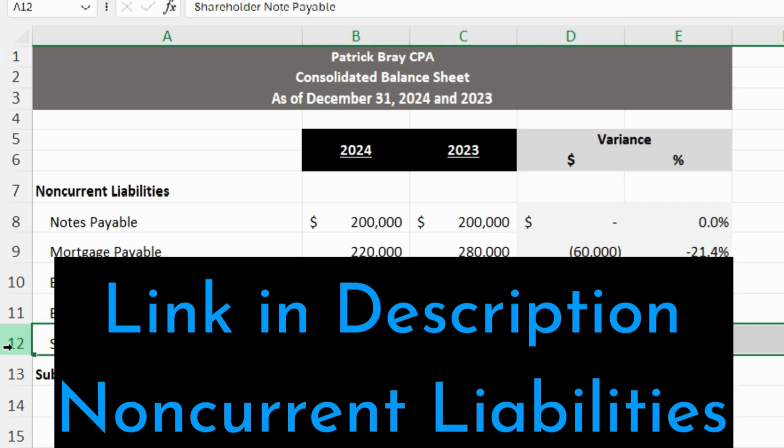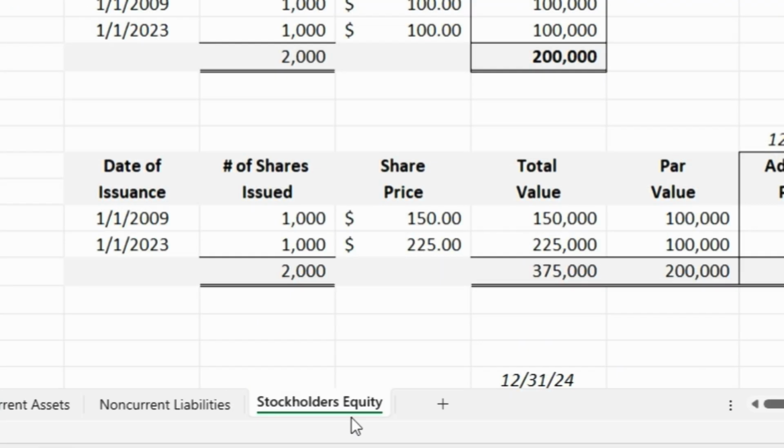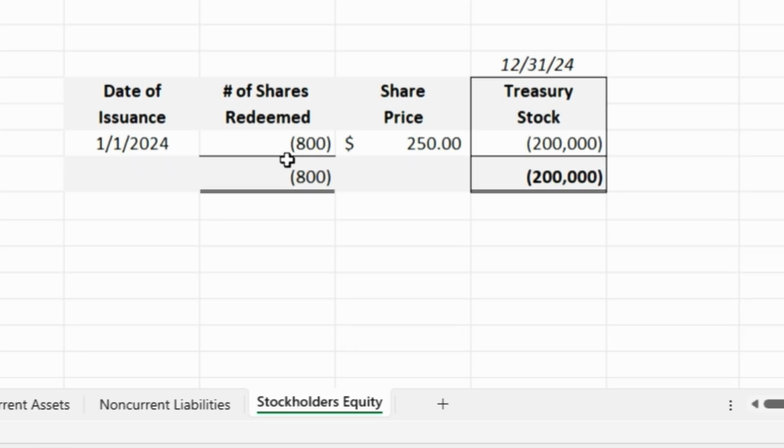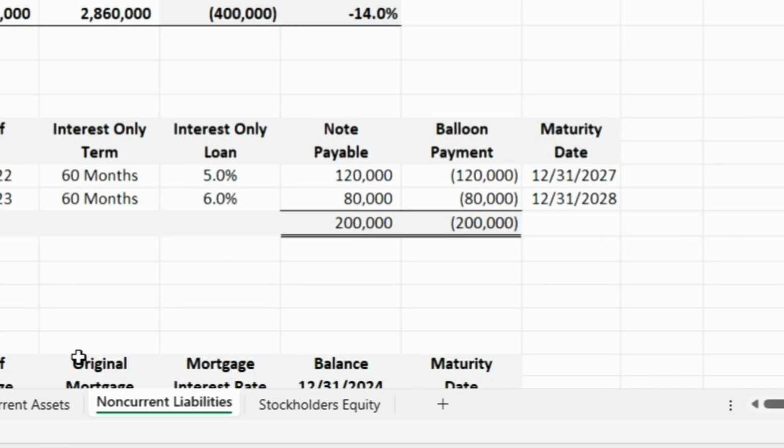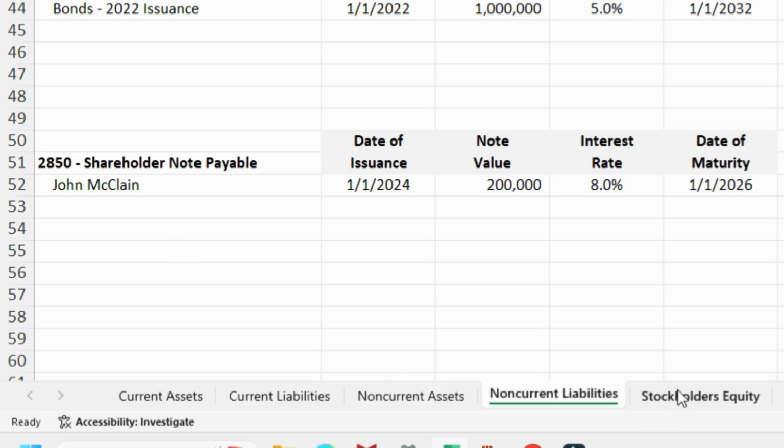I also want to recommend watching the non-current liabilities video that I have here, because I give an example of a shareholder note payable. So in this comprehensive example, the corporation has bought back 800 shares at $250 a share for a total price of $200,000. And we have issued the shareholder a note, John McClain in this situation, for $200,000. We didn't give him cash right away. We gave him a note. I just want to tie those in together. I highly recommend watching the non-current liabilities video. I will link that in the description so you could check that out after watching this.